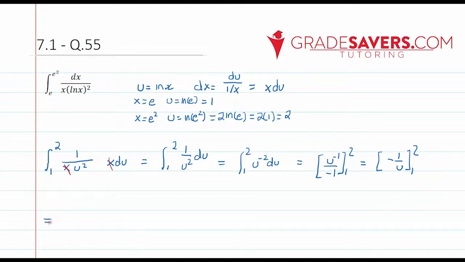Now to get to our final answer, we need to substitute these numbers in, so we get negative 1 over 2, we substitute the top value in first, minus, and now we substitute in the bottom value, minus 1 over 1. And this is equivalent to negative half plus 1. And when you add these two numbers together, you end up with positive 1/2. And that's your final answer.